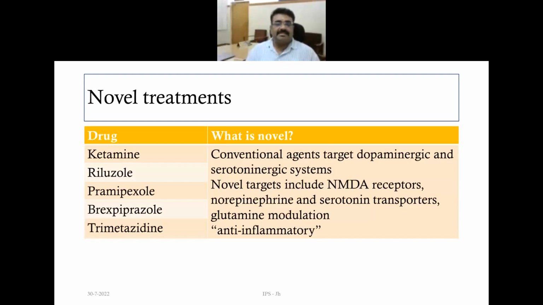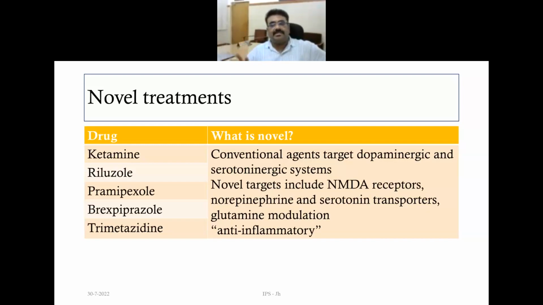So what are the novel treatments? So you have ketamine, which has been used off late, particularly in patients who seem to have suicidal risk. There's riluzole, there's pramipexole, brexpiprazole, and of course, we have a new drug that is coming up, which is being tested, that's trimetazidine. So conventional agents are those that target dopaminergic and serotonergic systems, whereas the novel agents that I've highlighted here target NMDA receptors, norepinephrine and serotonin transporters. They're involved in glutamine modulation too.